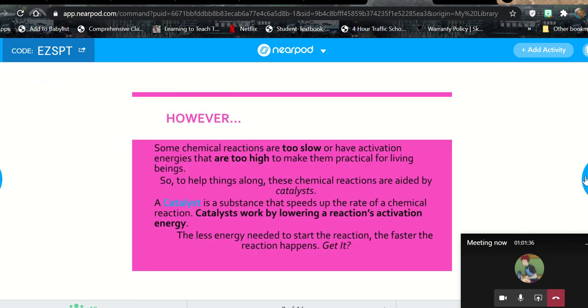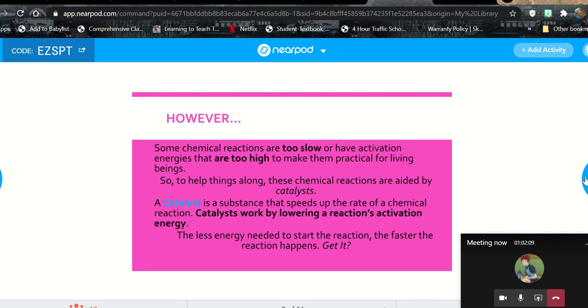All right. So, getting back to that chemical reaction. However, when these chemical reactions happen in your body, at the end of the day, our body doesn't have time to wait for a chemical reaction. So if a chemical reaction is too slow or if it takes too much energy for that reaction to happen, our bodies naturally have these things called catalysts in them. Again, a catalyst is something that is going to speed up the rate of a chemical reaction.